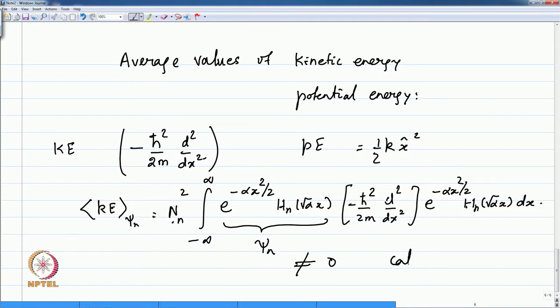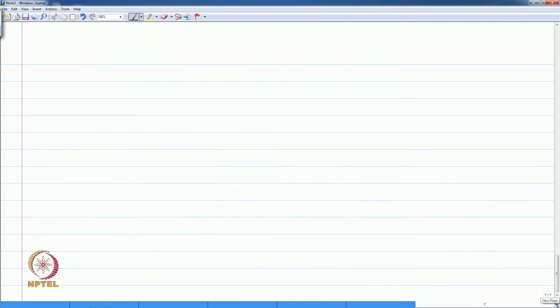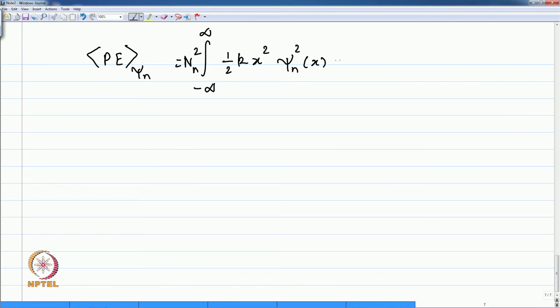Please calculate this, and I would suggest that you do this for n equal to 0, or this will be part of one of the quizzes that you will find. And in a similar way, the potential energy, the average value for psi n is given by, again from minus infinity to plus infinity, but since it is x square, you can write half k x square and the N square. X does not change except to multiply, then you can write the wave function psi n square x dx, and again this is not equal to 0.